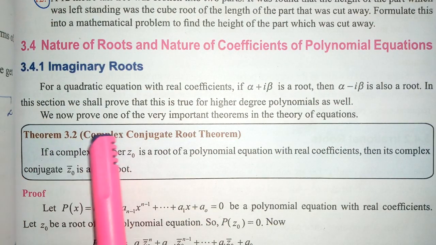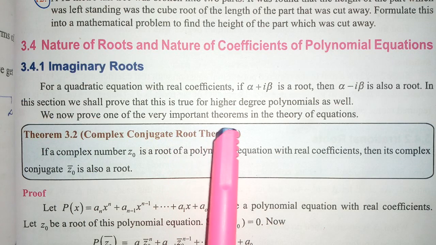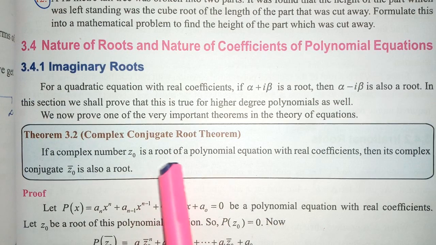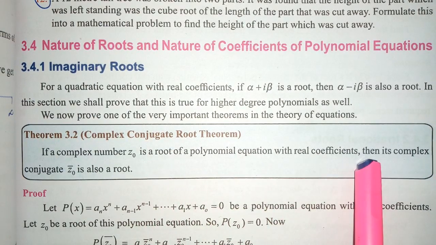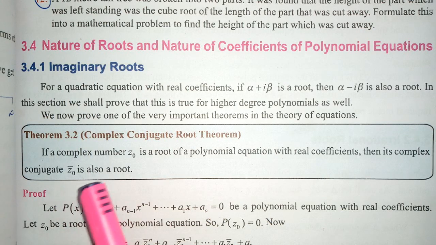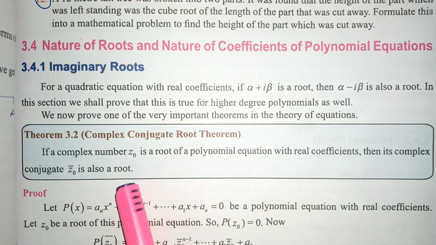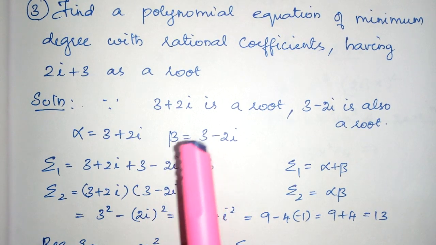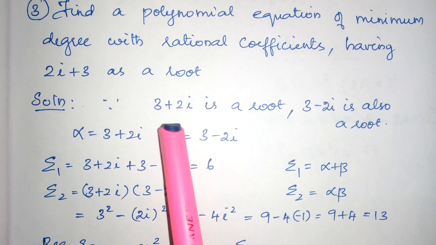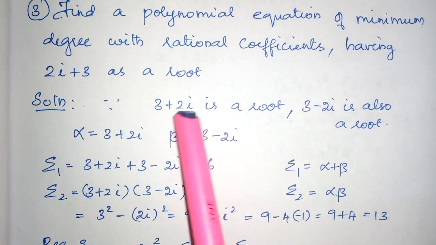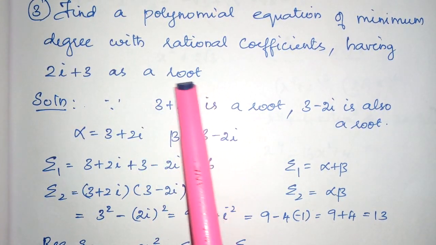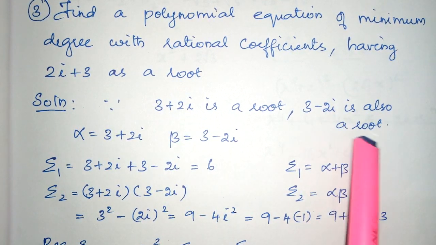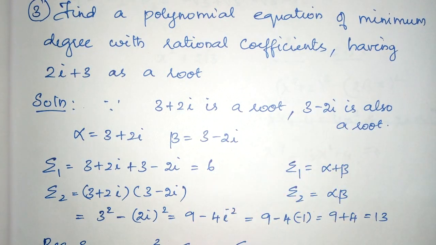Theorem 3.2, complex conjugate root theorem. It says if z0 is a root of a polynomial equation, then its complex conjugate is also a root. I'll explain with an example. That theorem says that if 3 plus 2i is a root, then the conjugate of this number, conjugate is nothing but changing the sign, right? So 3 minus 2i is also a root. Using that only we are going to do this problem.